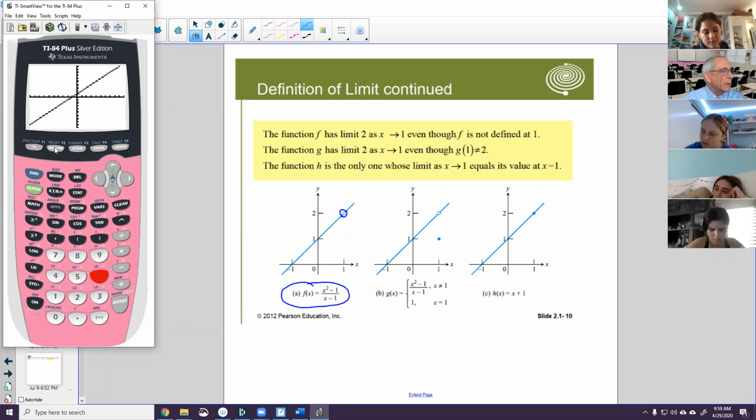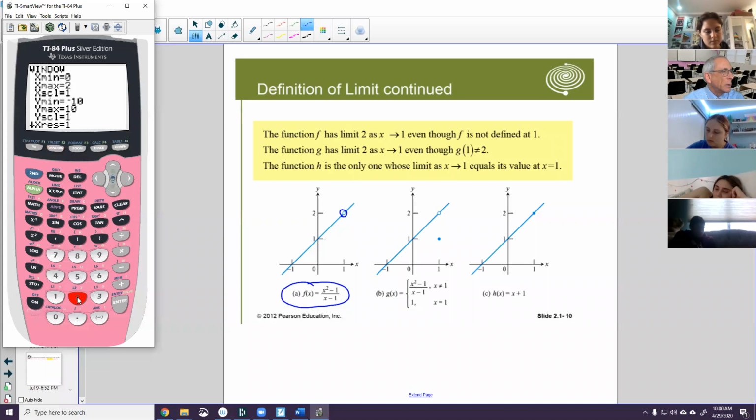So I'm going to zoom in. I'm going to make my x minimum equal to 0, and my x maximum equal to 2. And I'm going to make my y minimum equal to 1 and my y maximum equal to 3. And we'll see if it works.